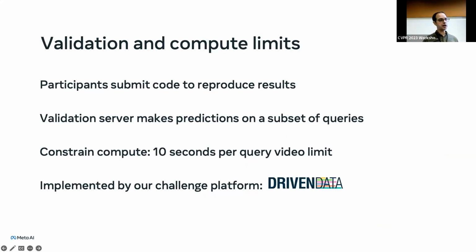Another rule for the challenge was that participants had to submit code for their solutions, and that code would then run on a validation server that would make predictions on a subset of the data set queries. And then we would evaluate metrics on that data set subset, and we expect them to approximately reproduce the scores on the full data set. This validation server allows us to constrain compute, so submissions had to be reasonably efficient. And so we established a compute limit of 10 seconds per query video. And this was all implemented by our challenge platform, Driven Data.